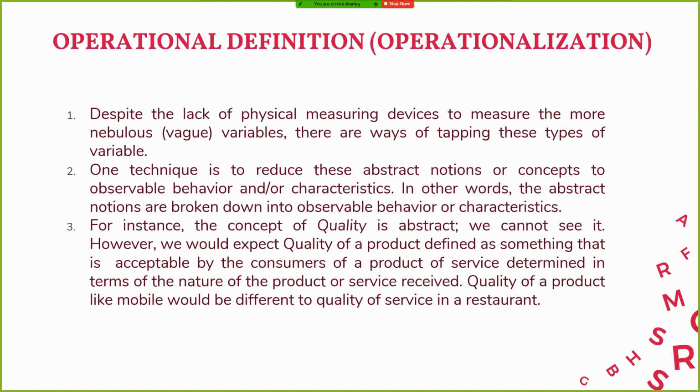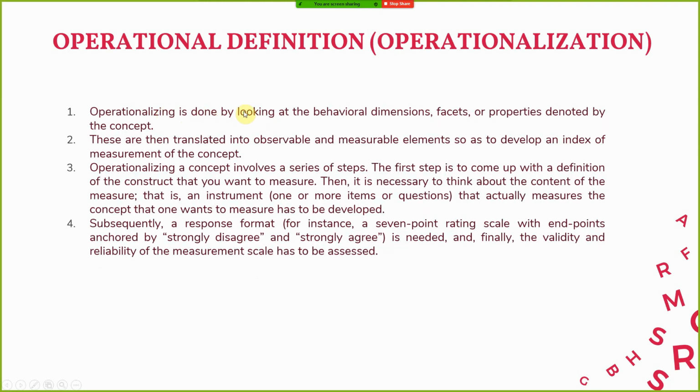It is whether it is acceptable to the consumers of the product or service in terms of the nature of the product or the service received. Quality of a product like mobile, and then the problem is, that's why it's very vague or nebulous, that the quality would be different. If you want to define the quality in a restaurant, that would be significantly different pertinent to quality of a product like mobile. Operationalizing is done by looking at the behavioral dimension that we have already discussed, facets or properties denoted by the concepts. So what is observable pertinent to a leader?